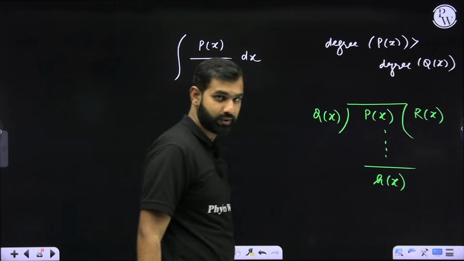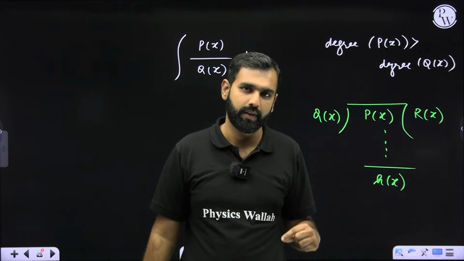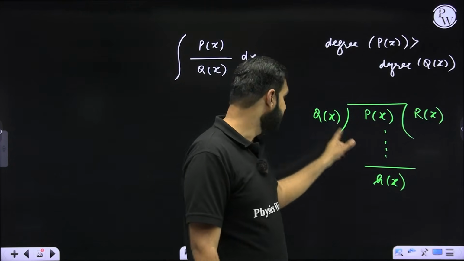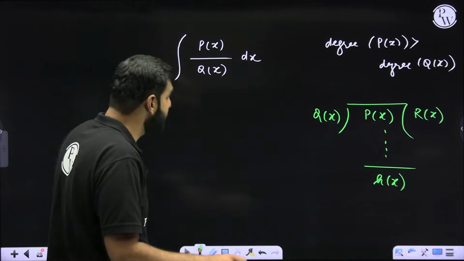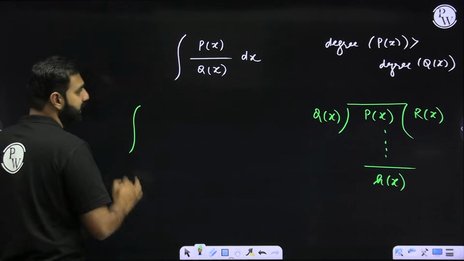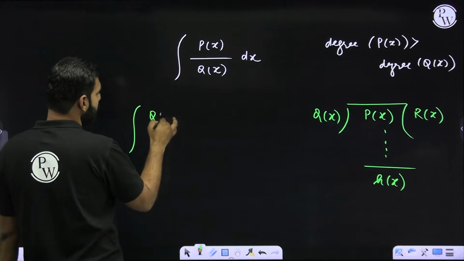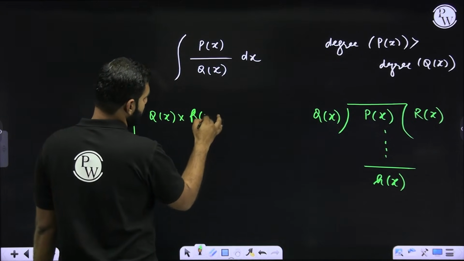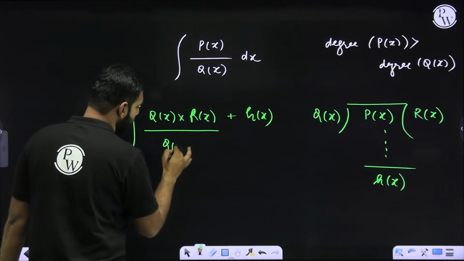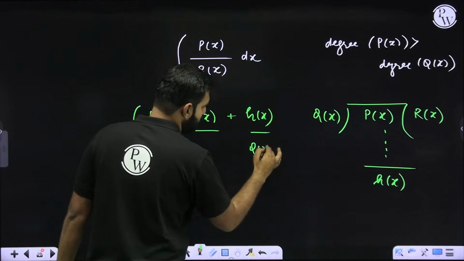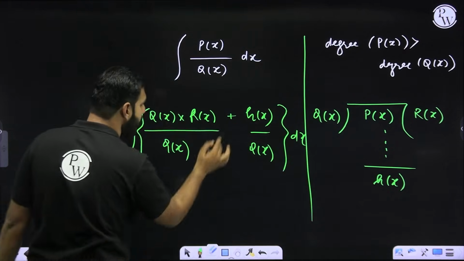I hope there is no confusion on that. Now, can I write P of x as Q of x into R of x plus H of x? And this H of x will have a degree less than the degree of Q of x. I hope you understand the concept of remainder. So this P of x in the numerator can be replaced by Q of x times R of x plus H of x, and this whole expression is needed to be divided by Q of x, which I'll do separately in both of these expressions. Did you get that part? I hope you are understanding it very clearly.